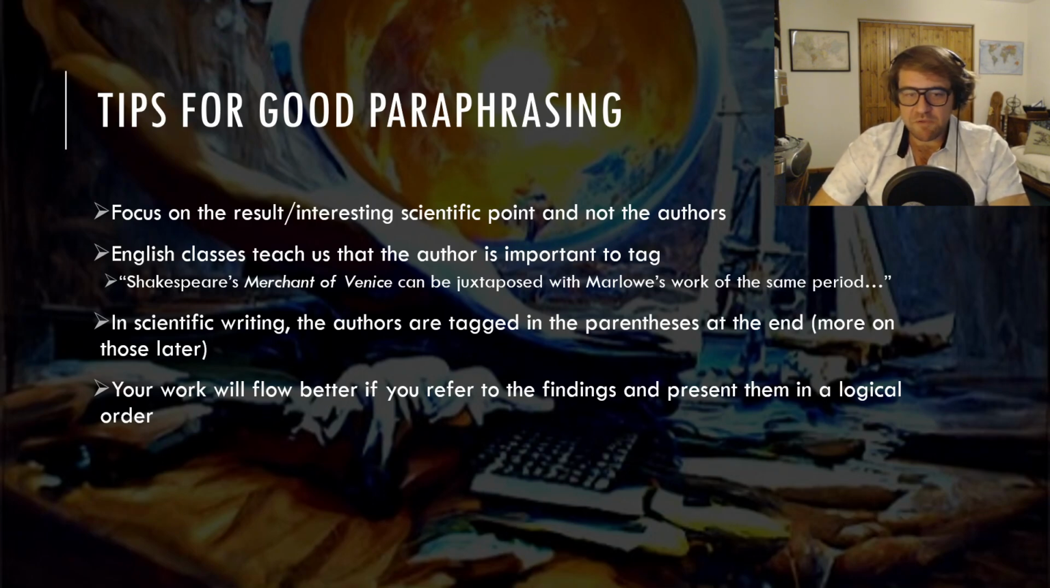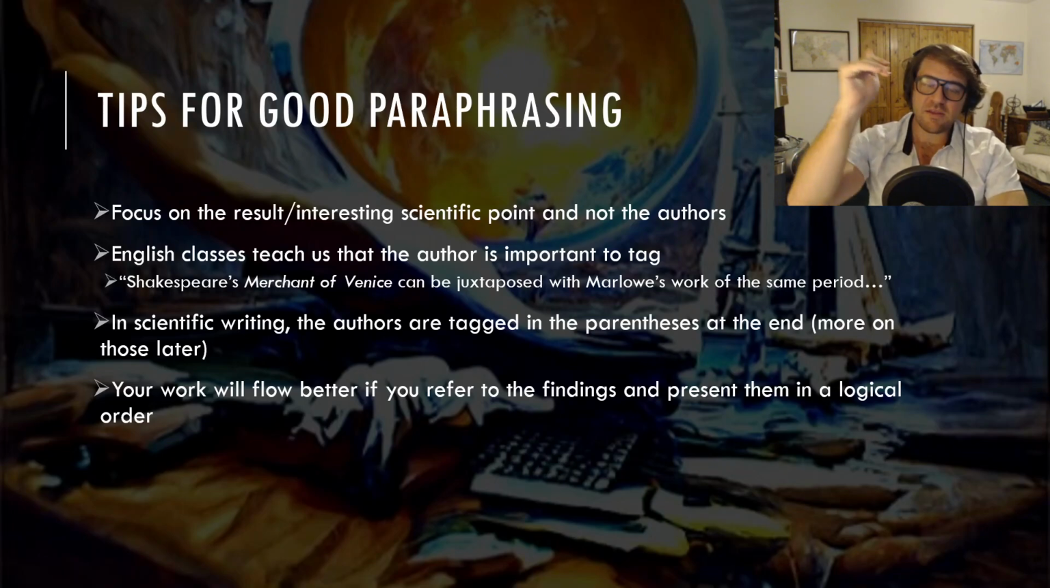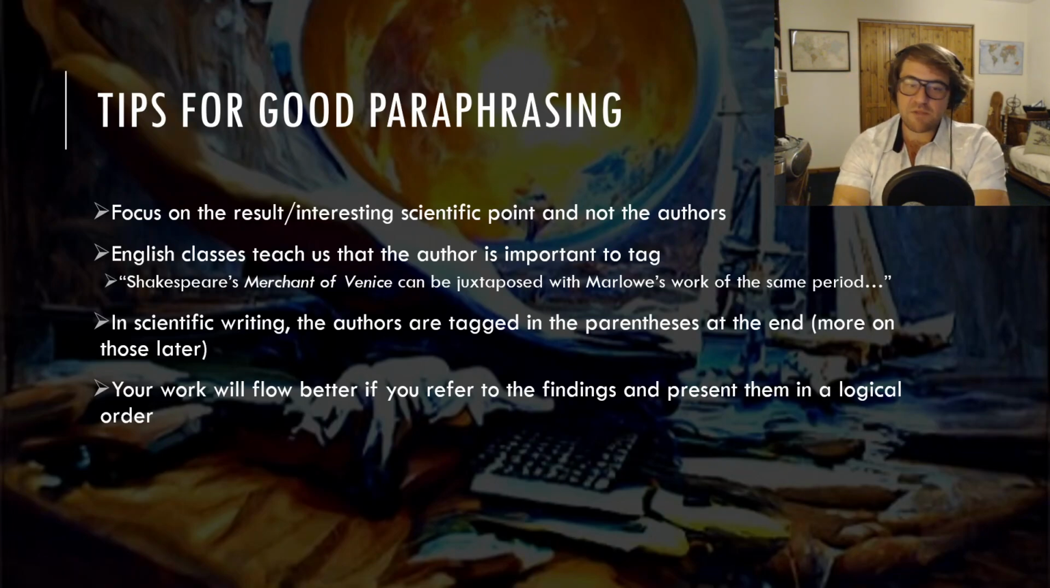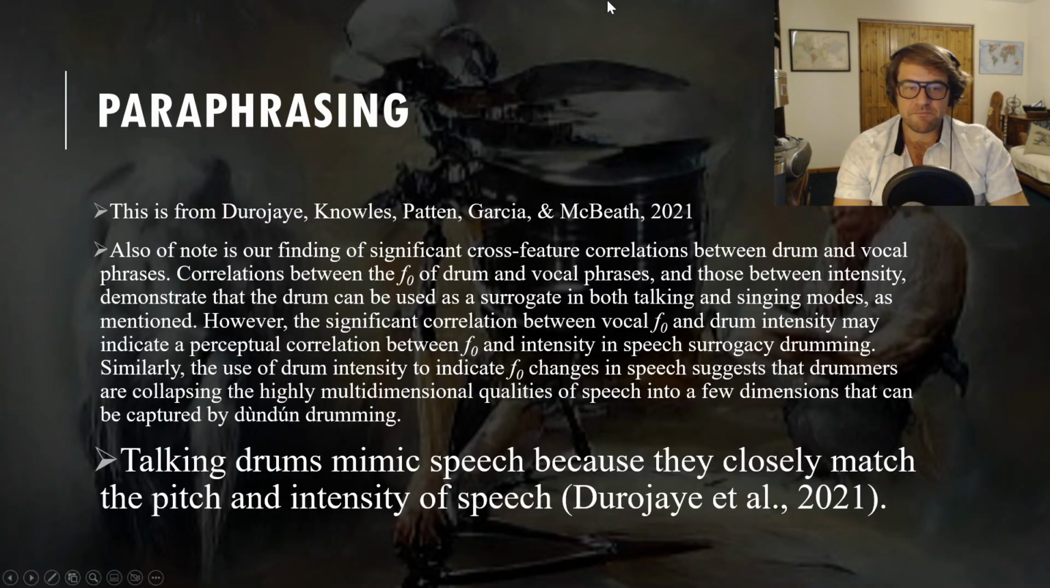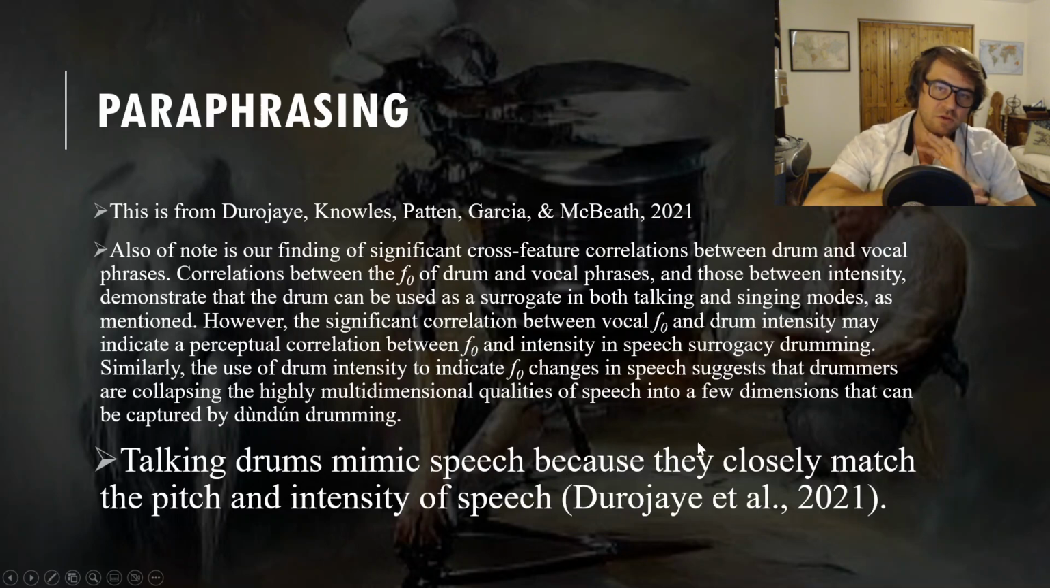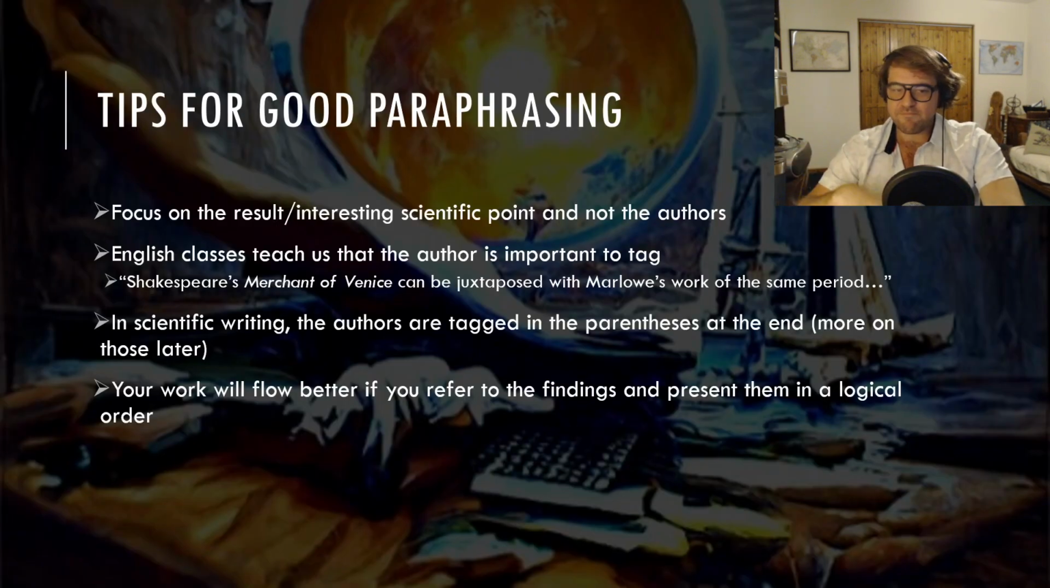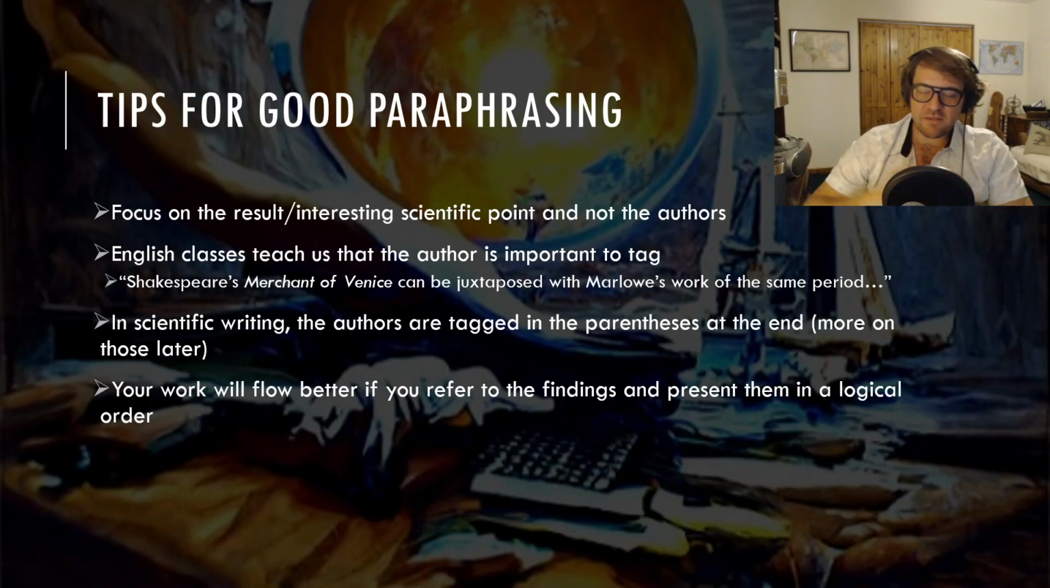Here are some tips for good paraphrasing. One thing is you should focus on the result, the interesting scientific point, and not the authors. A lot of people will do something like, "DeRoche and colleagues found in their 2021 paper," and then give the title of the paper, the topic talking drums mimic speech. Do not do that. That's another holdover from English class. I have been through those classes. I've been through graduate English classes. They really want you to do this.